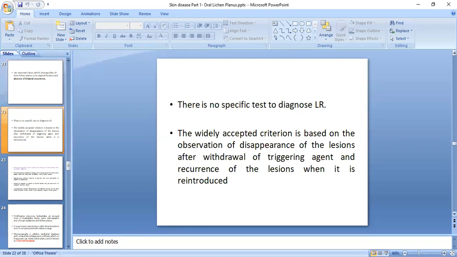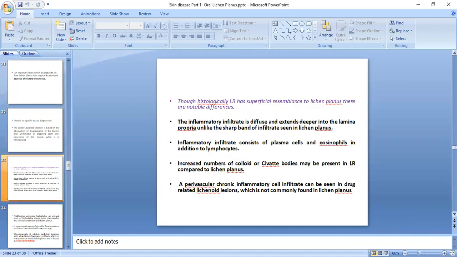There is no specific test to diagnose lichenoid reaction. The widely accepted criterion is based on the observation of disappearance of the lesions after withdrawal of the triggering agent and recurrence of the lesions when it is reintroduced. Though histologically, lichenoid reaction has superficial resemblance to lichen planus, there are noticeable differences. What are they? The inflammatory infiltrate is diffuse and extends deeper into the lamina propria, that is the connective tissue, unlike the sharp band of infiltration seen in lichen planus.